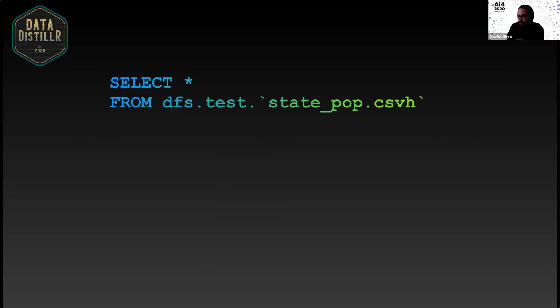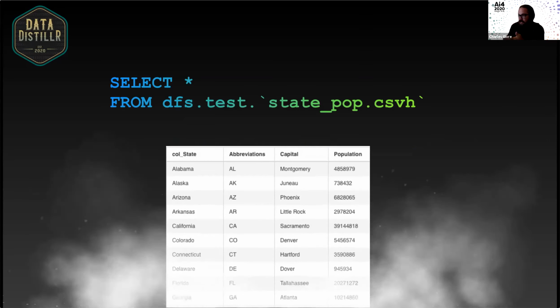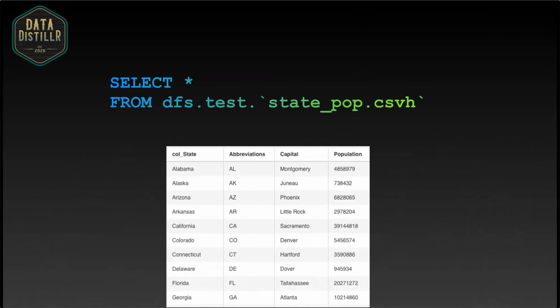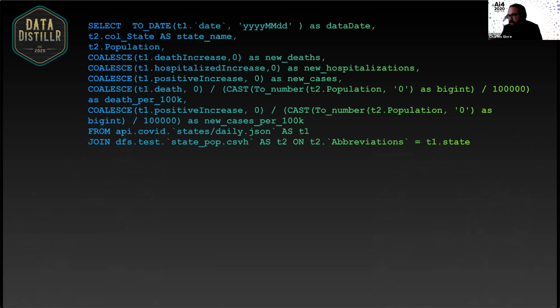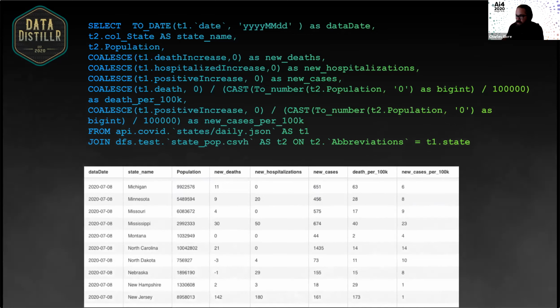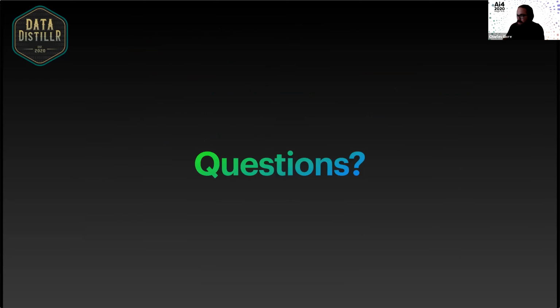In this case, we have this population spreadsheet, and that looks like this. To join this, this is the query to do that. The only difference there is the last line where we say join dfs.test, and then that gets you this table. So now we can calculate per capita numbers instead of just the raw counts and so forth from the COVID data.